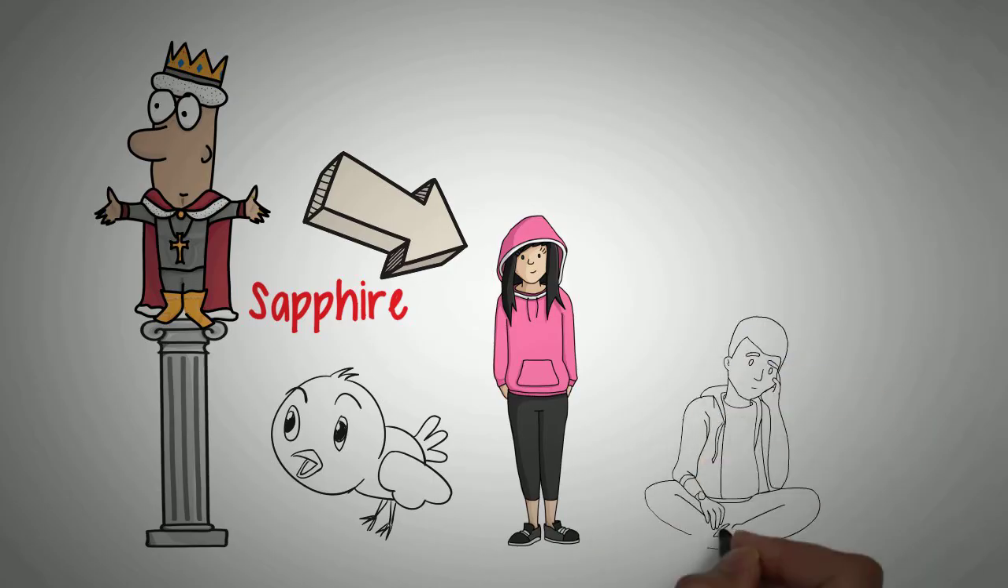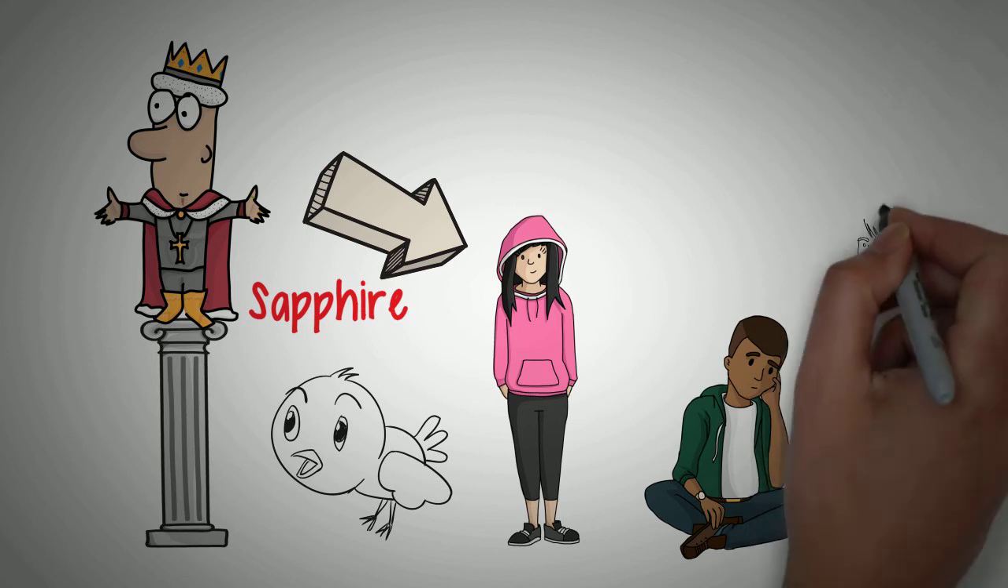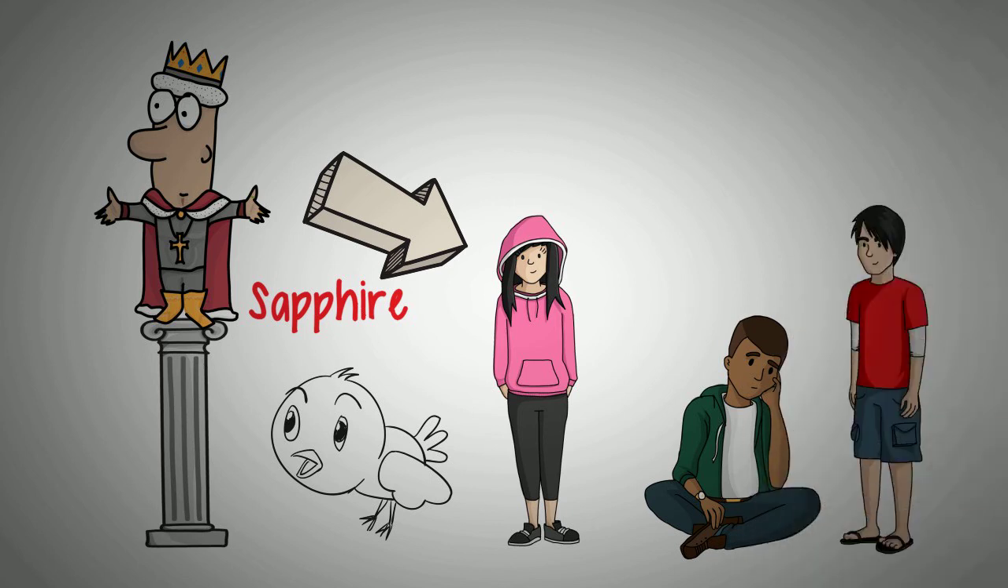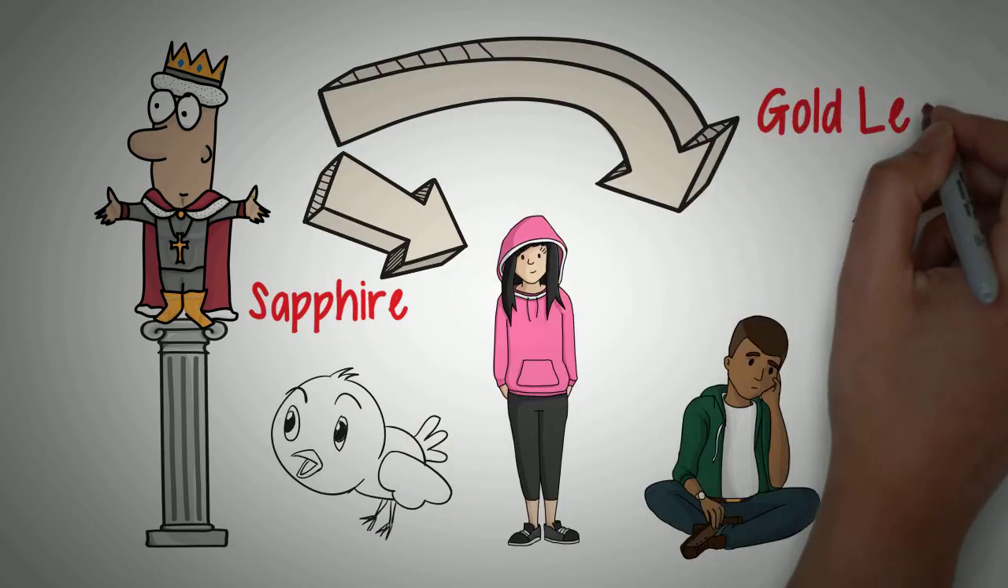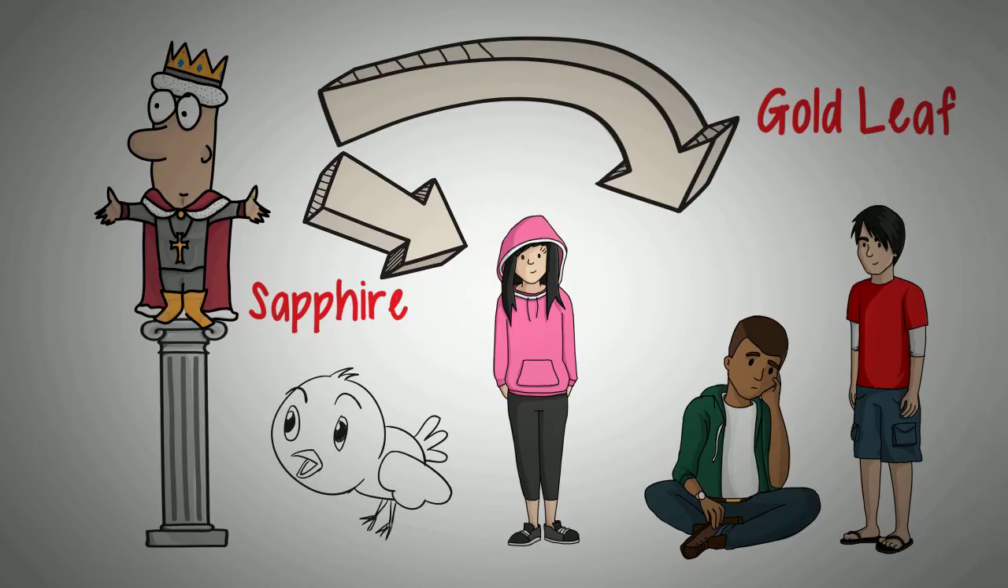The swallow observes two boys who are cold and hungry. The swallow tells the Happy Prince what he has seen, and the Happy Prince wants to help them. He asks the swallow to take his gold leaf and give it to the children, which he does. When he's done with his mission, the swallow returns to the Happy Prince.